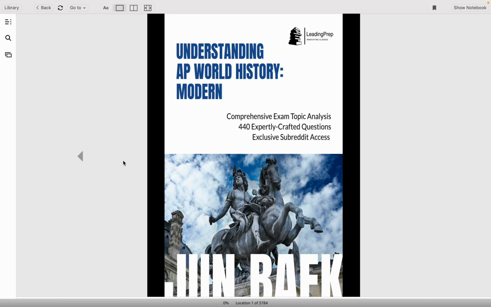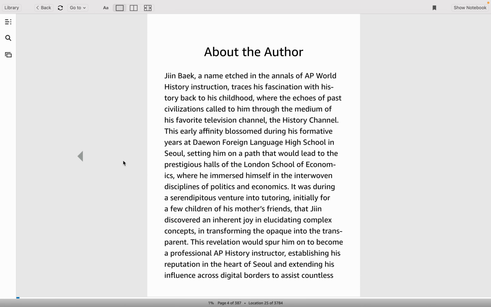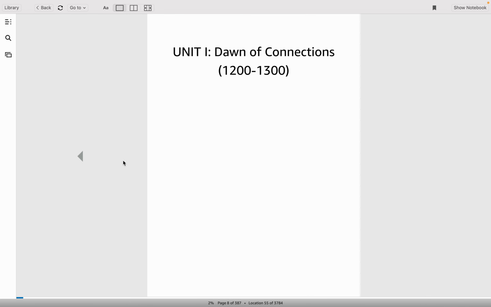And if we go to the very first part of the textbook, there is the title for the first unit of this textbook, Dawn of Connections. So the first thing I'd like to emphasize is the organization of this book's content review.